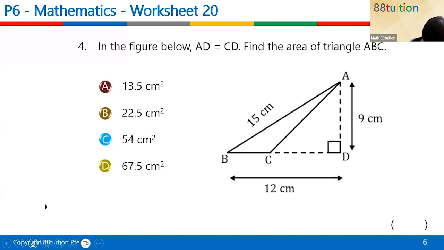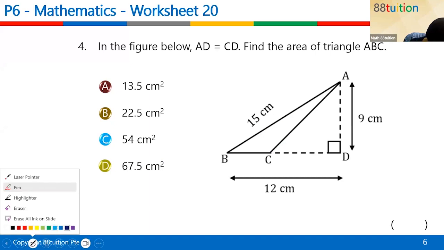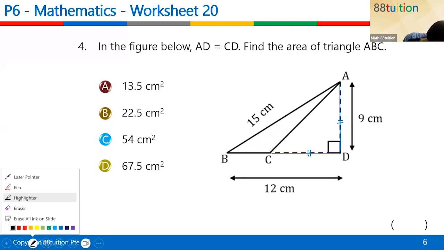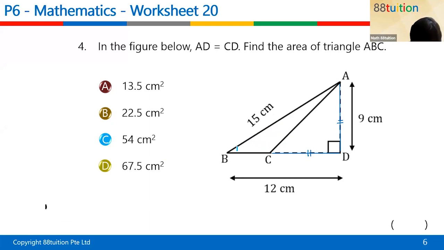In the figure below, AD is equals to CD. Okay, so let's check this. AD itself is here, is equals to CD, which is here, and they are of equal side. Find the area of triangle ABC, which is this portion here. Okay, then let's do this.